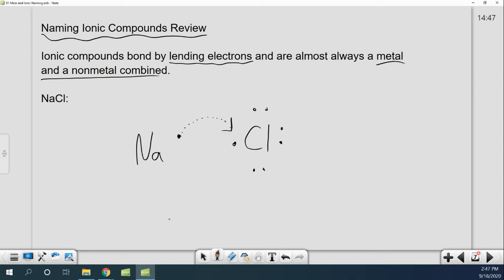So it's going to transfer, and you'll be left with sodium, who lost an electron, so ends up with a positive charge, and chlorine, who gained an electron, so he's now happy, but he has an extra electron, so he's got a negative charge. And they're held together because positives and negatives attract. So sodium has lent its electron to chlorine, now they're both charged, they form a compound. We call that an ionic compound.